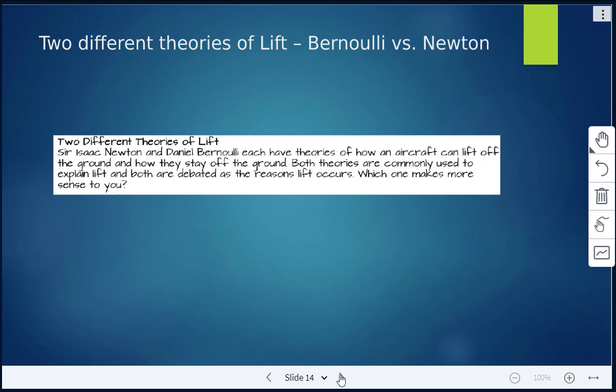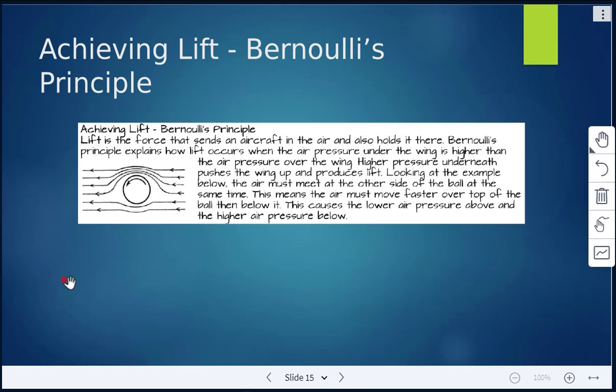So two different theories of lift. So Bernoulli, we talked about Newton a little bit as well. The two different theories of lift. Sir Isaac Newton and Daniel Bernoulli, they each have theories of how an aircraft can lift off the ground and how they stay off the ground. So both theories are commonly used to explain lift. And both are debated as the reasons lift occurs, but they probably both have the effect of lift.